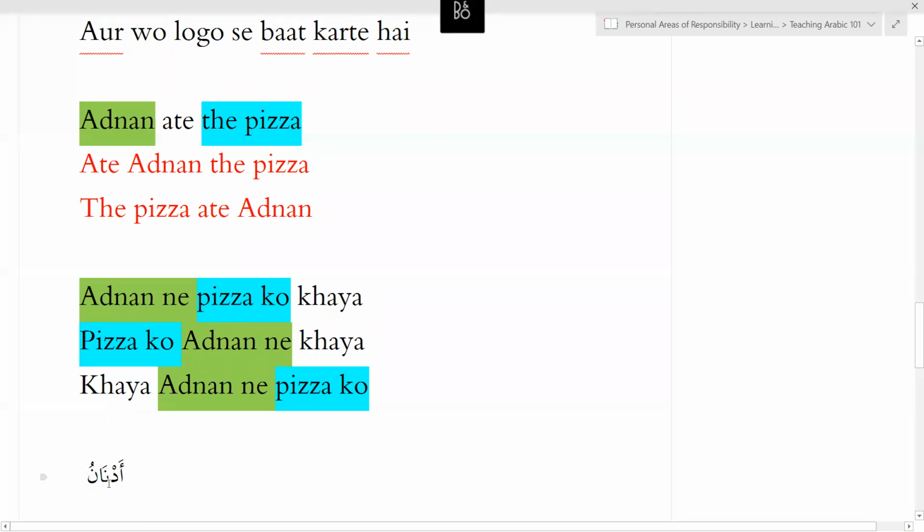Adnanu. Akulu. Akulu means ate. Akulu is actually present tense. Akala would be past tense. Adnanu Akala al pizza or al biza.